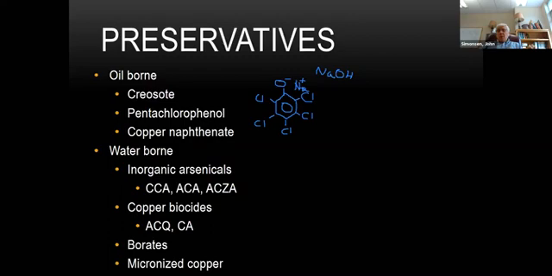And then micronized copper, as I've mentioned before, is probably the most common wood treatment today. It's mostly just copper carbonate that's been ground very fine and then treated in water dispersion. The copper will diffuse into the wood, because copper carbonate does have some solubility, and stay there.